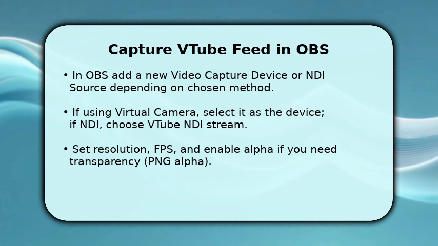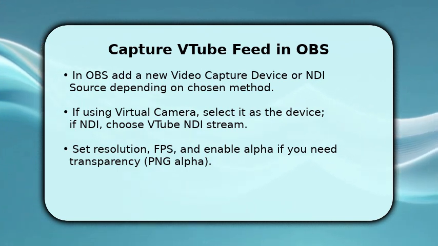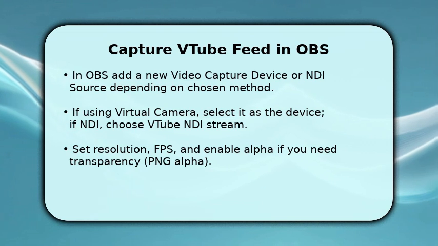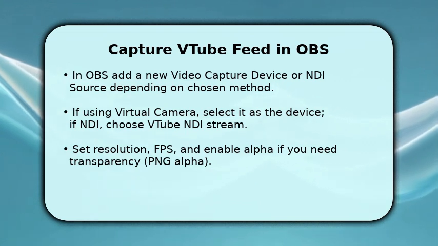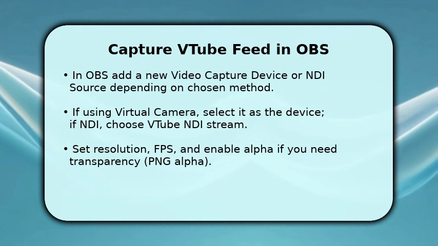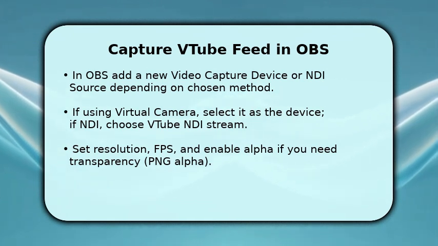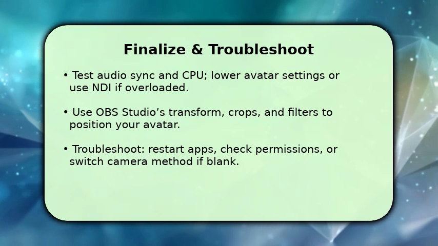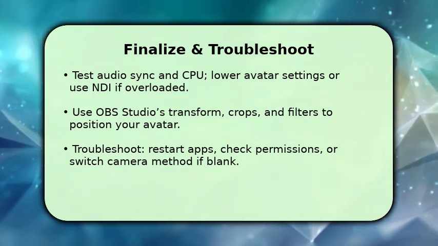If your avatar supports alpha output, enable alpha or use chroma key to preserve transparency, which helps layering scenes. Once the source looks right, lock it and adjust transform as needed. Finish by arranging the avatar in your OBS scene and checking streams or recordings.